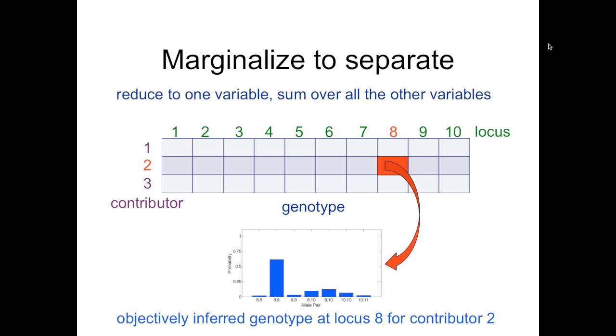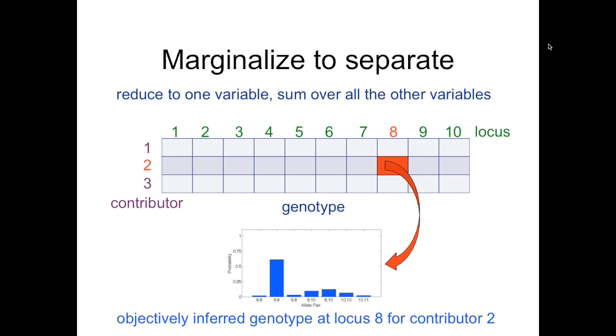With TrueAllele, this happens over hundreds of dimensions, and that reduction to one variable is done by summing or integrating, adding up over all the other variables. You have to solve for those variables in order to be able to account for them.